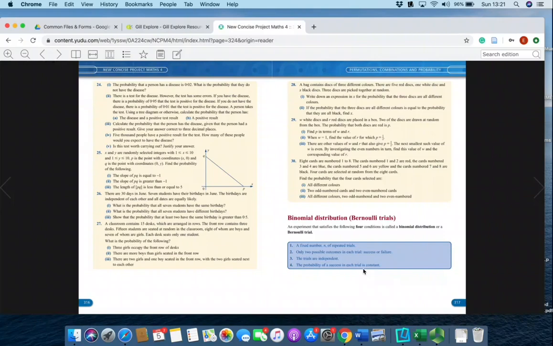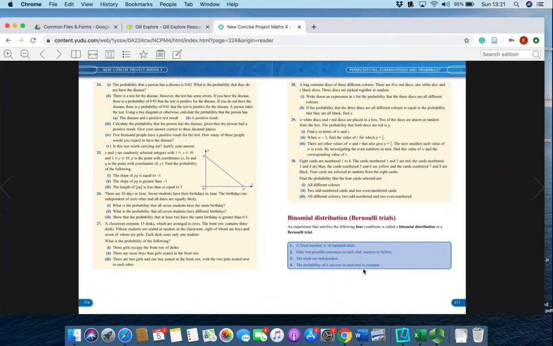Another example of a Bernoulli trial is throwing a dice and getting a 6. So perhaps we're playing Monopoly, and you need a 6 to get started. Or Ludo, one of those ones where you need a 6 to get started. A fixed number of repeated trials, yes, we're going to throw it for the duration of the game. There's only two possible outcomes in each trial, success or failure.